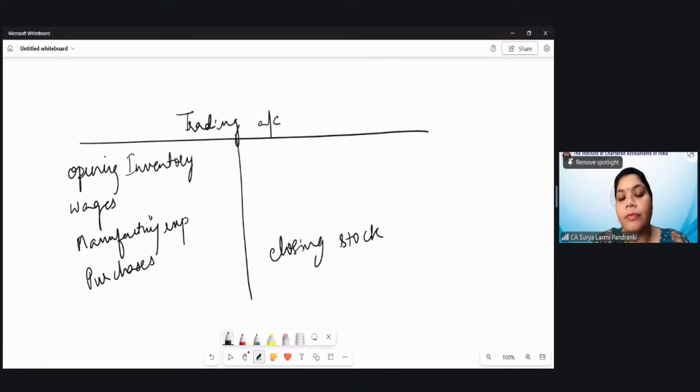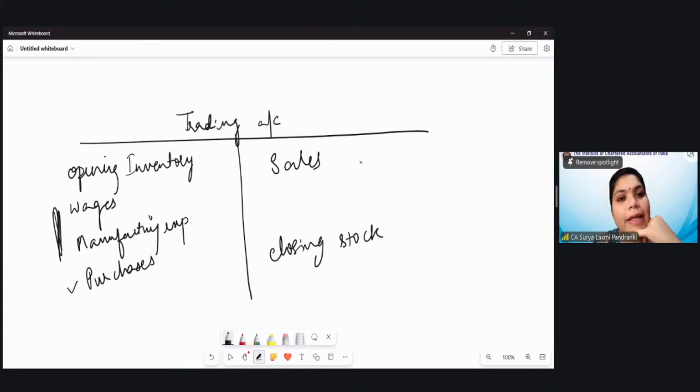Sales returns. Does sales come on the debit side or credit side? Credit side, ma'am, because it's income. It's an income. Very good. Why are purchases coming on the debit side? Because it is an expenditure, ma'am. Yes, great. And these are also expenses.